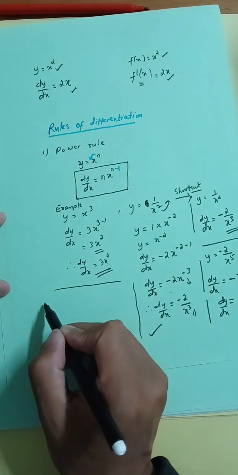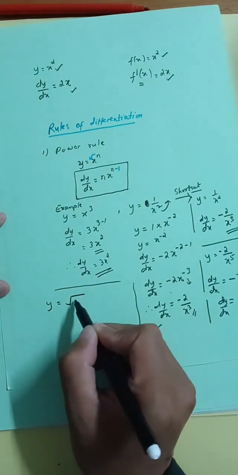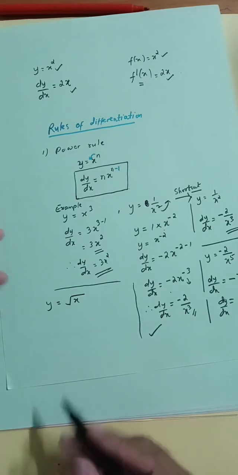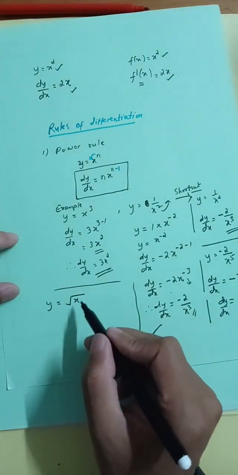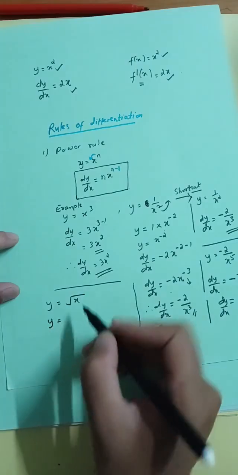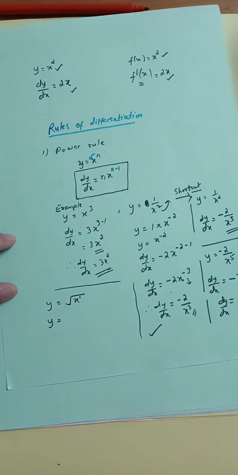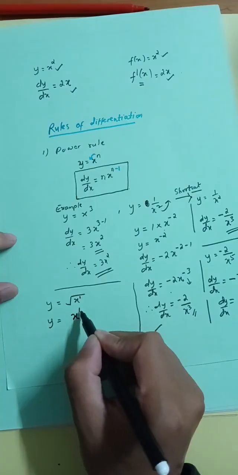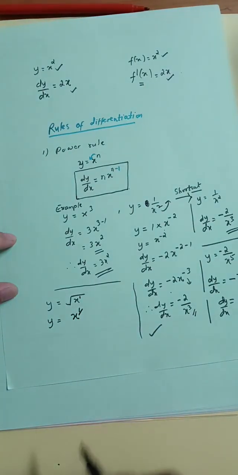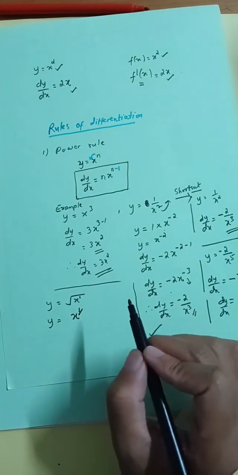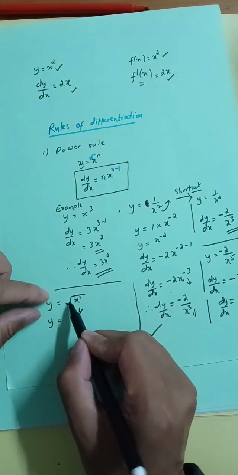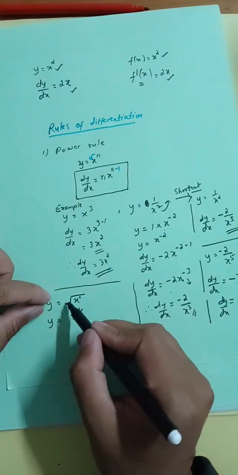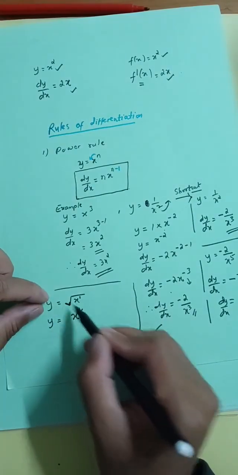The next example: y equal to root x. To remove the root, y equals x to the power of 1 over 2. The power 1 is the numerator, so x to the power 1 over 2. When we remove the root, the exponent becomes fractional, a fraction. The number shown on the root indicates the index. For a square root, the number is by default 2.